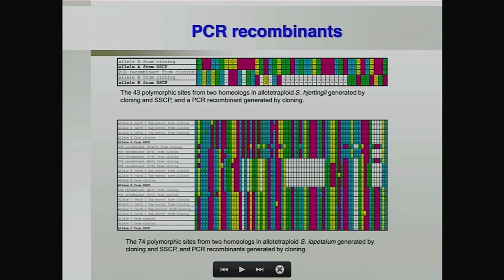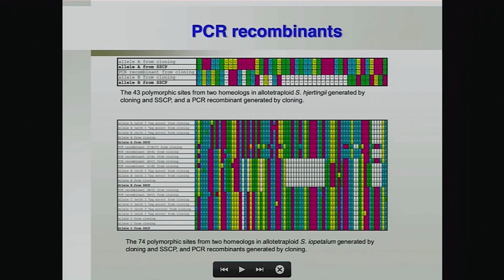But here, from cloning, we got two different alleles. One that match exactly like the allele got from SSCP, and the other is one that we think that is a PCR recombinant. Why? Because the beginning, look, is the same as the allele B, then is like the allele A.